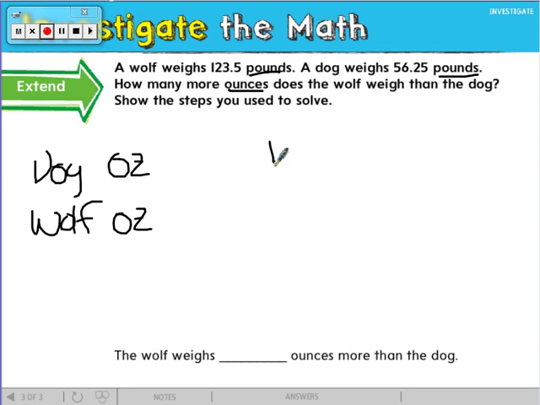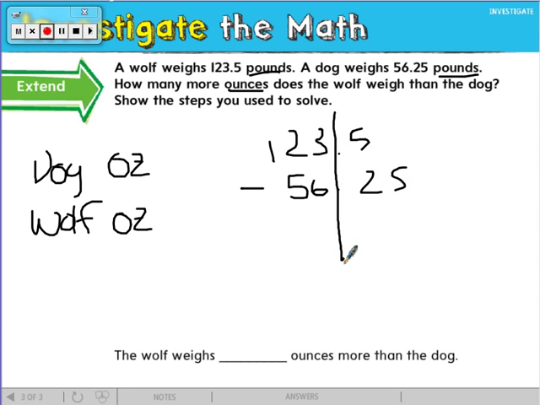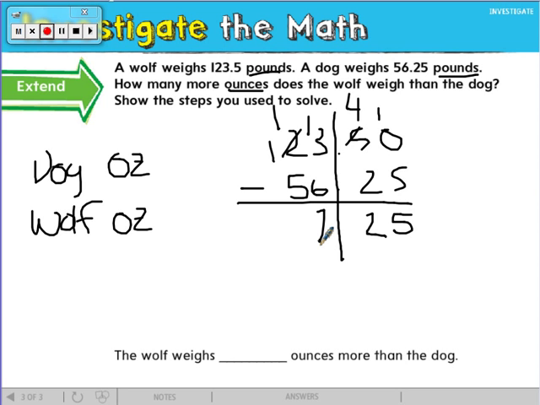We take the pounds, so 123.5, and we subtract 56.25. Now look, remember we have to line up our decimals, which means I need to add a placeholder, right? Okay. 5. 0. 10 minus 5 is 5. This is no longer 5, it's 4. It's 2. 3 minus 6. Can't do that. So I take 1 from over here. 13 minus 6. 1 minus 5. Can't do that. So 11 minus 5. 6. So now I have 67.25 pounds.